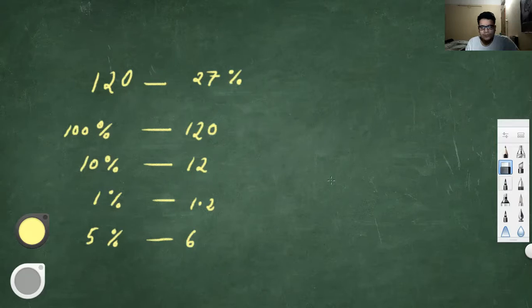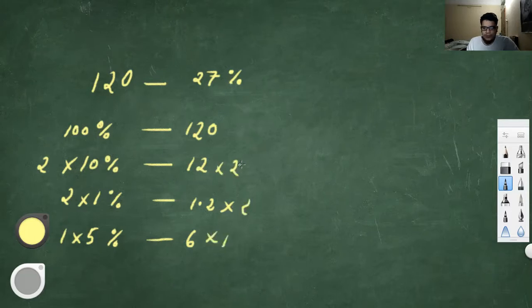So now we can do the combinations. What combinations do we need to get 27? We need two 10%, that will give us 20%. We need one 5%, that will give us 25%, and we need two 1%, right? So it's going to be 2 into 12, plus 1 into 6, plus 2 into 1.2.